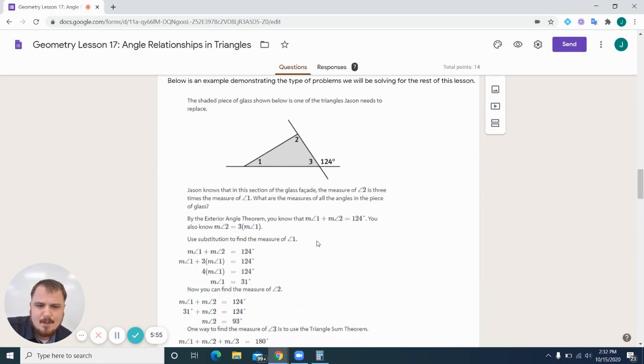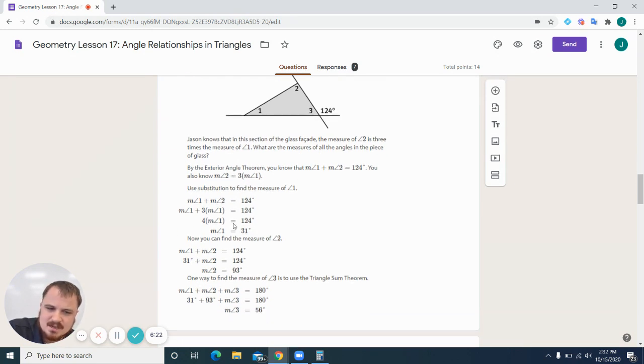So this is the type of problem we'll have to do. If you look at it, it tells us that this right here is 124, and it tells us that angle 2 is 3 times as big as angle 1. So by the exterior angle, we know that 1 and 2, if we add them together, have to equal this exterior angle. They have to equal 124.